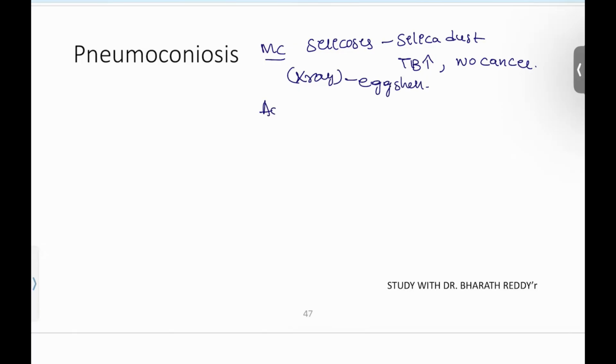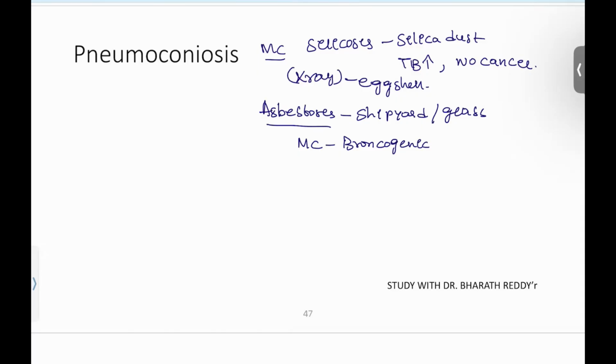Next one is asbestosis. Asbestosis is due to exposure in shipyard workers, and along with that, these patients are also exposed in glass works. And what is the main cause? Mostly these patients will be developing bronchogenic cancer. Bronchogenic carcinoma is associated with asbestosis. And what is the most specific? If they ask most specific, then it is mesothelioma.